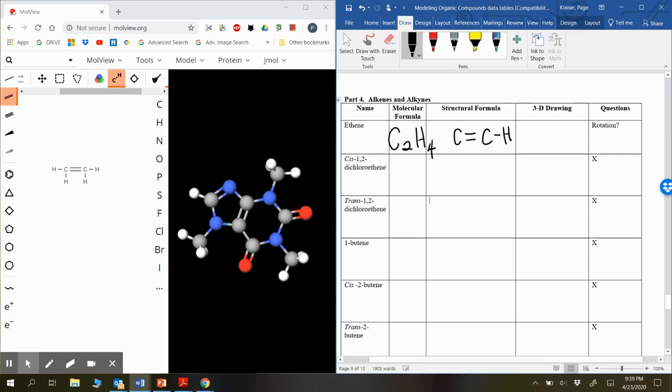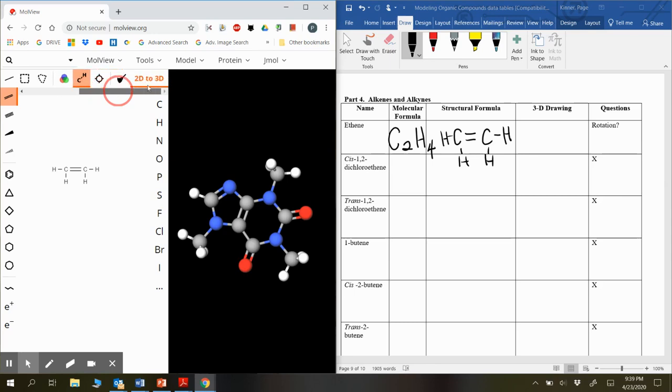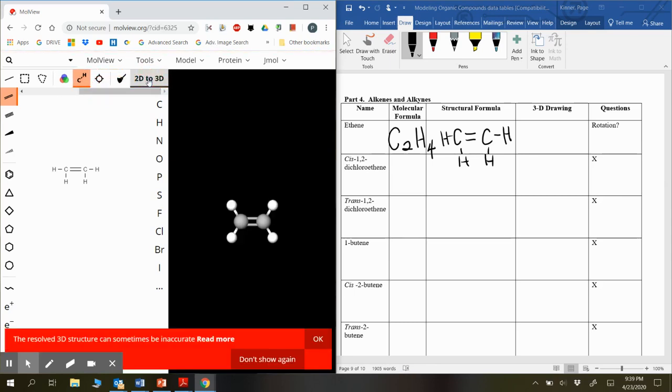Now that shows 90-degree bond angles and 180-degree bond angles. So, doesn't look so great. They're probably spread more evenly, right? And we know that about alkenes. And so there's a way to look at that in MolView. We're going to go 2D to 3D. And so here is a better 3D drawing of ethene that shows its bond angles at each about 120 degrees.